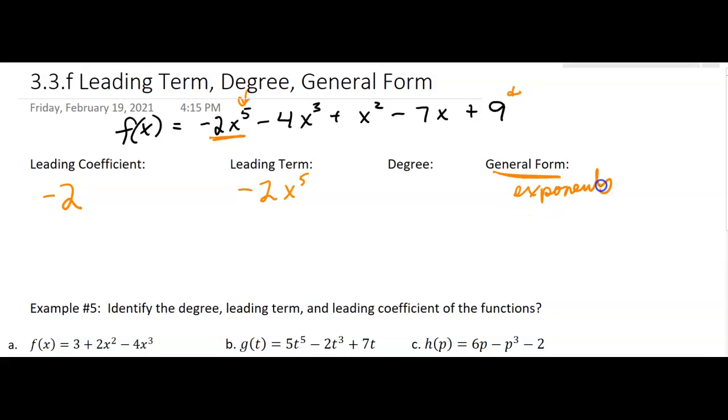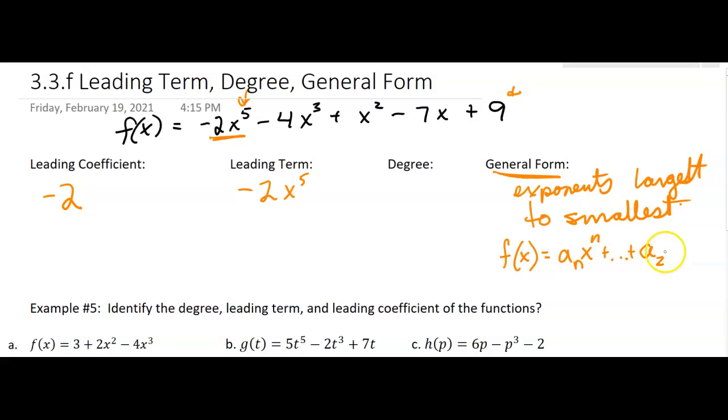Exponents, largest to smallest. And there's probably a better definition in the book. We already gave you the general form when we said f of x equals a sub n x to the nth plus, and so on, plus a sub 2 x squared plus a sub 1 x plus a sub 0. Anyway, that form. Okay.